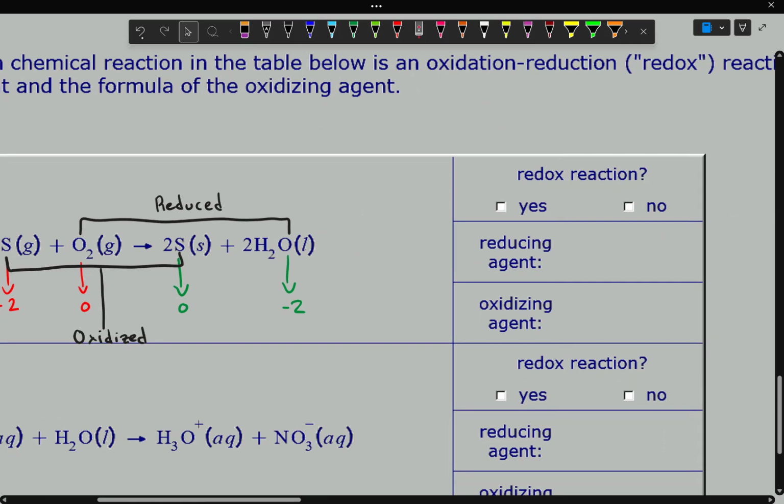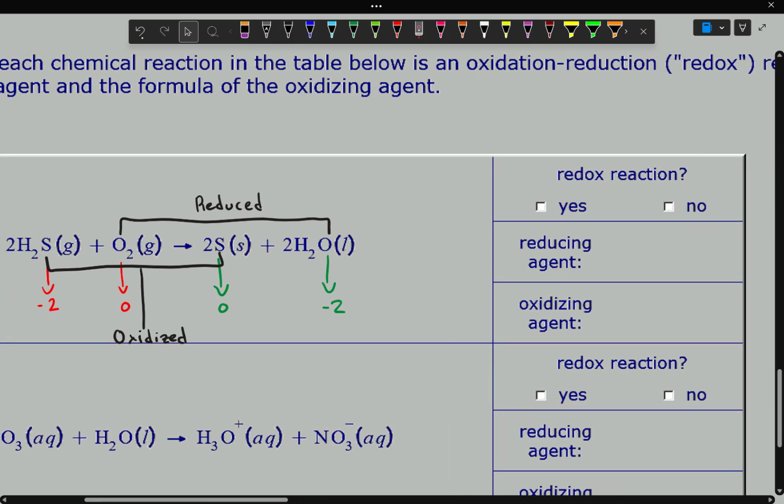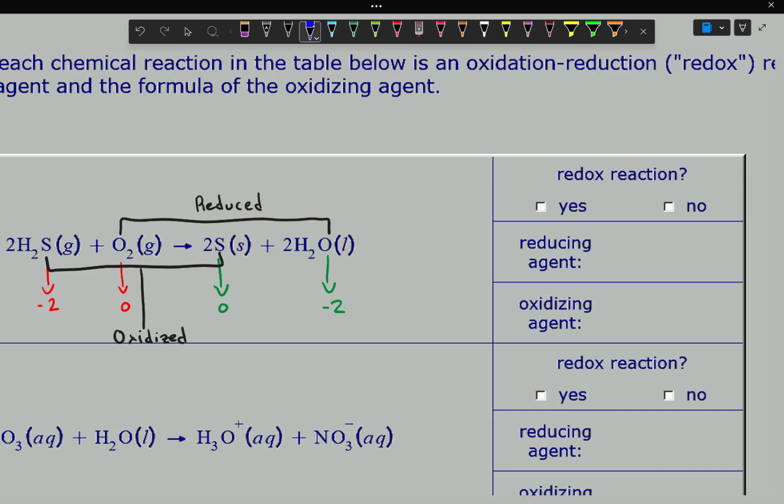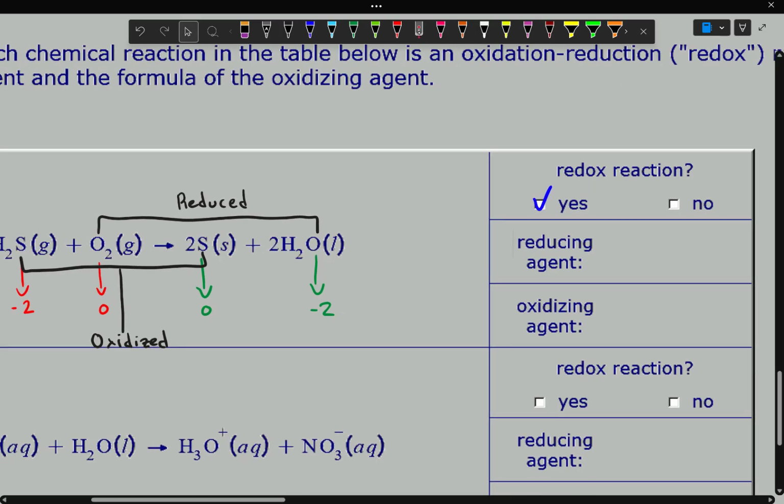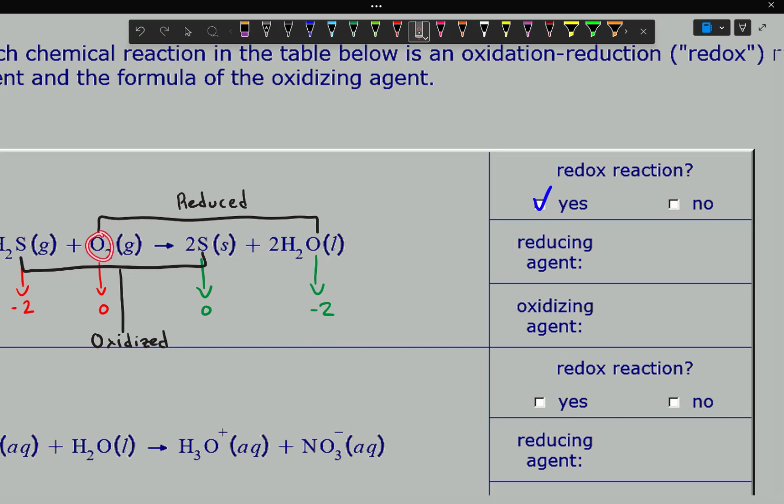Now, it's a little confusing. First of all, we know that because there is a change in state, because any one of our elements is changing its charge, this is, in fact, a redox reaction. It's a little confusing when we get to the reducing agent, because it would be tempting for you to say that the reducing agent is going to be oxygen in this case, but that isn't true. Oxygen is the thing being reduced.